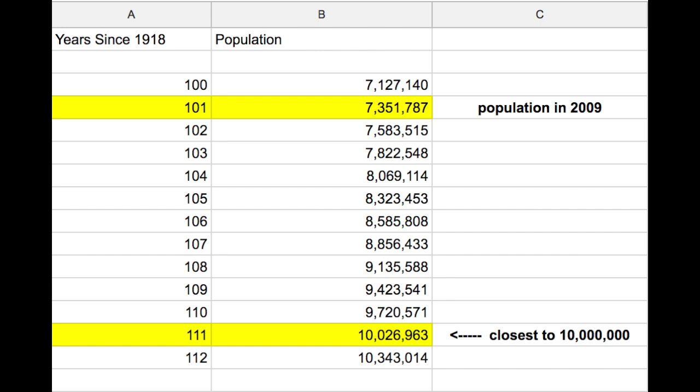Similarly, for part 2, 2019 is 101 years away from 1918, and the population then, shown in the data table, is 7,351,787, which is the same answer we got when we solved using the equation and graph.